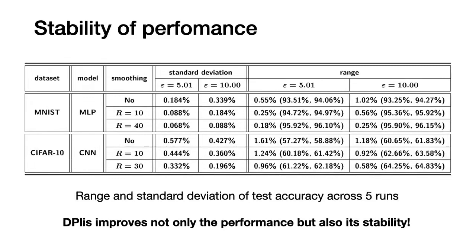If you recall, another issue we target is the stability of performance. We compute here the range and standard deviation of test accuracy across 5 independent runs for each setting. We can see that with DPlis, DPSGD can achieve not only better performance, but also improved stability, as it reduces the variations of performance across different runs.